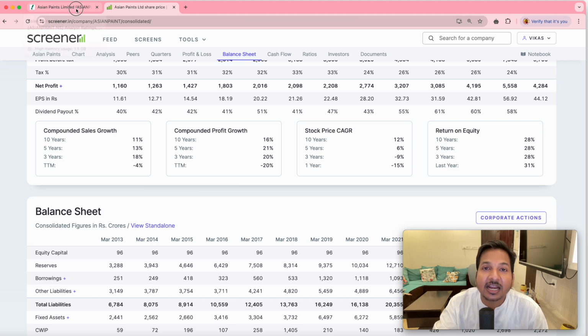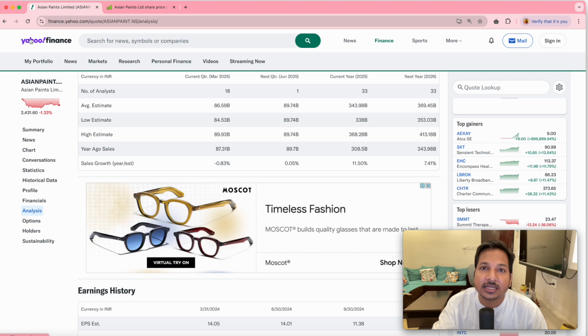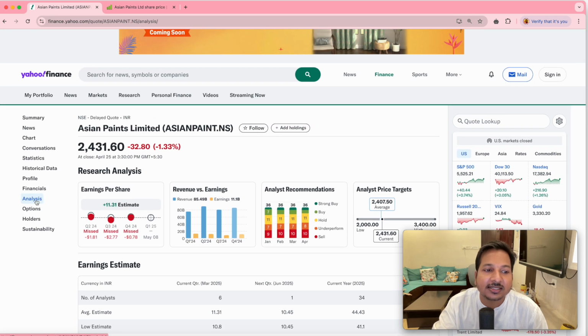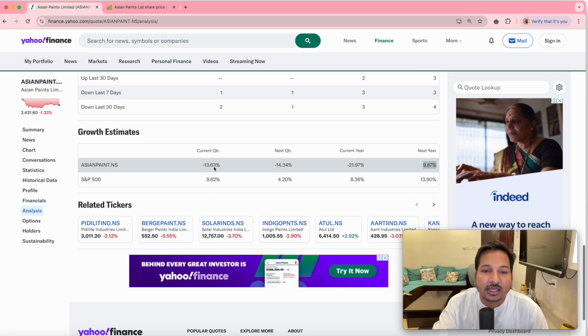Otherwise, the second method is useful at Yahoo Finance. Finance.yahoo.com. You come, select your stock, go to the analysis section, and in the analysis section go to growth estimate. Here analysts have estimated for next year a 9.87% growth rate. This you can take.